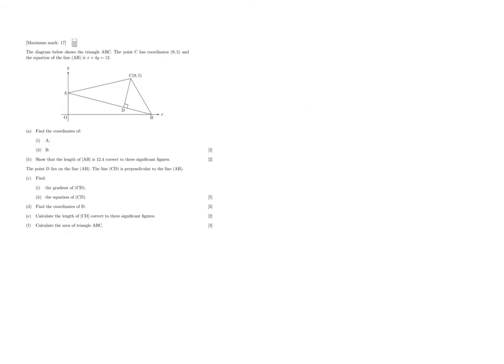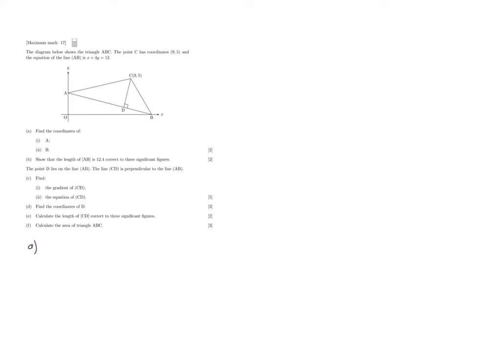Now for the final question on the test, we have a diagram that shows triangle ABC. The point C has coordinates (9, 5), and the equation of the line AB is x + 4y = 12. Find the coordinates of A and B. A and B correspond to the x and y intercepts of that line.